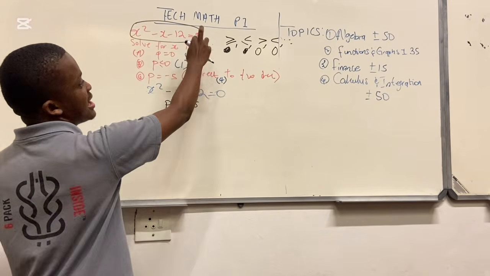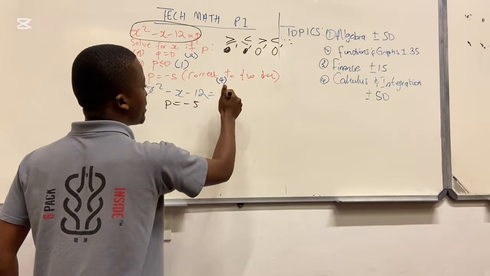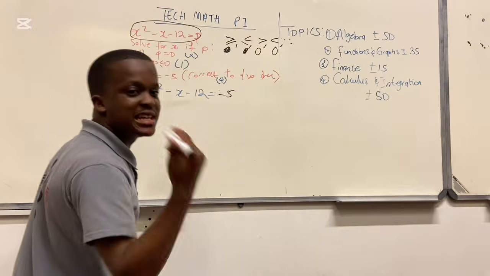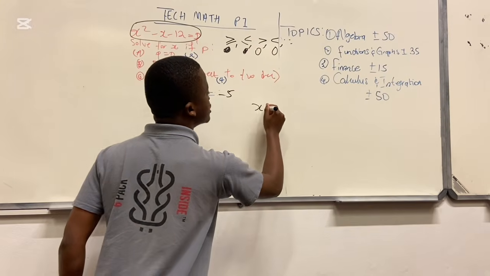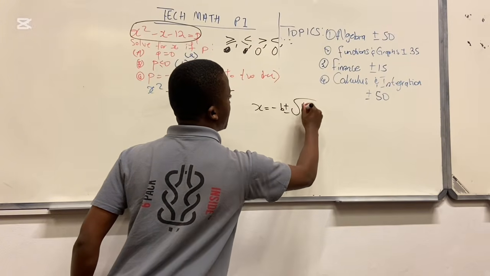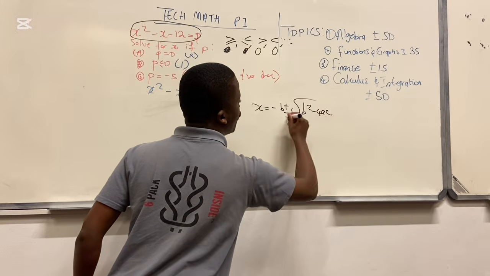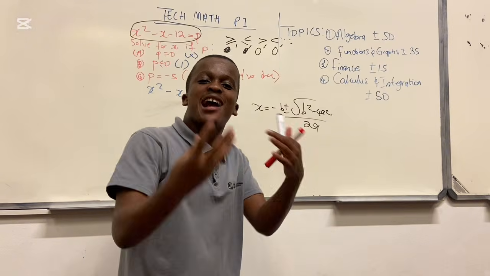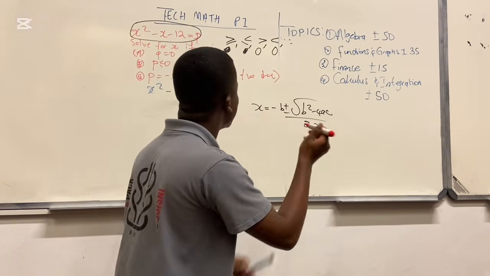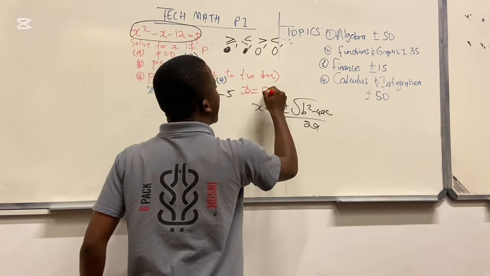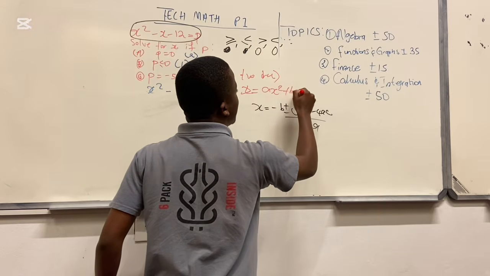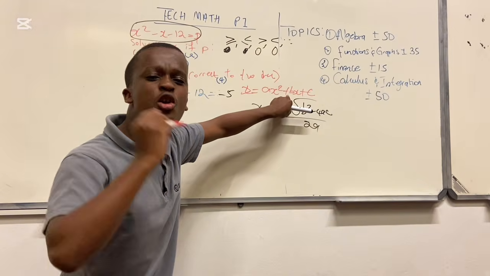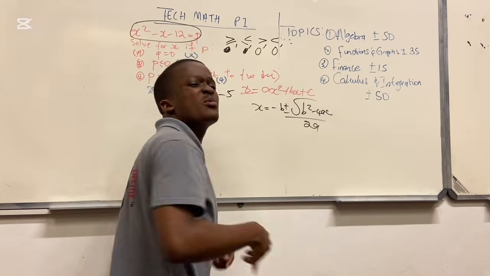Now, when P is negative 5, let's substitute it in the quadratic formula. The quadratic formula is x equals negative b plus or minus the square root of b squared minus 4ac, over 2a. The quadratic formula comes from a quadratic equation. What is a quadratic equation? It is ax squared plus bx plus c. The quadratic equation is in standard form.